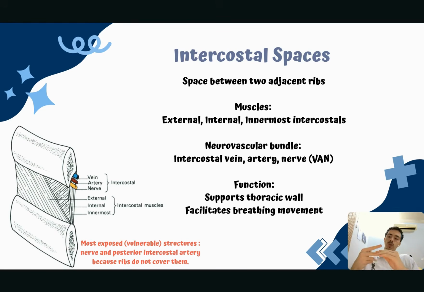In this space, we have two structures. We have the muscles and we have the neurovascular bundle. The muscles from superficial to deepest are the external, internal, and innermost. As you can see here, external is the most superficial, internal is the middle, and innermost is the deepest one. The neurovascular bundle has the vein, artery, and nerve.